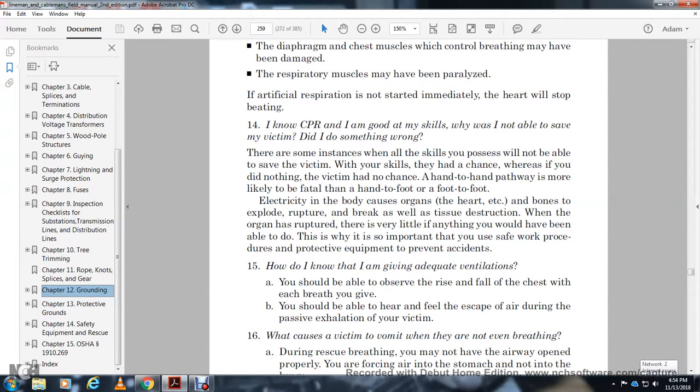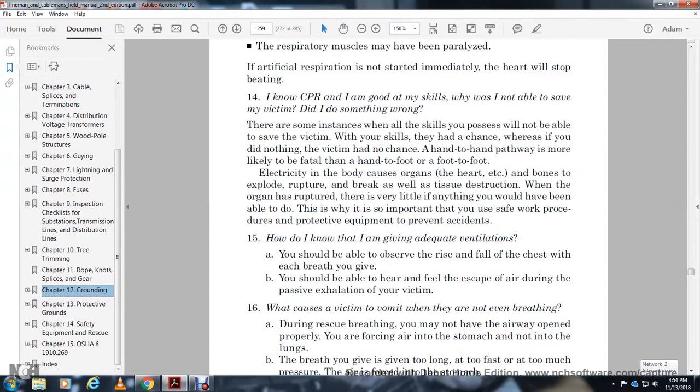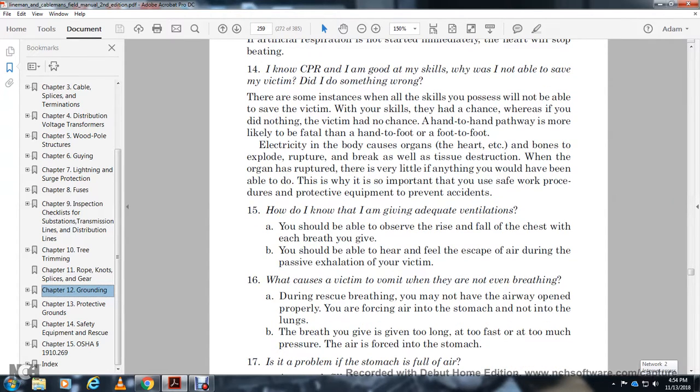How do I know I am giving adequate breaths? You should be able to see the rise and fall of the chest with each breath. You should be able to hear and feel the escape of air during the passive exhalation of the victim.